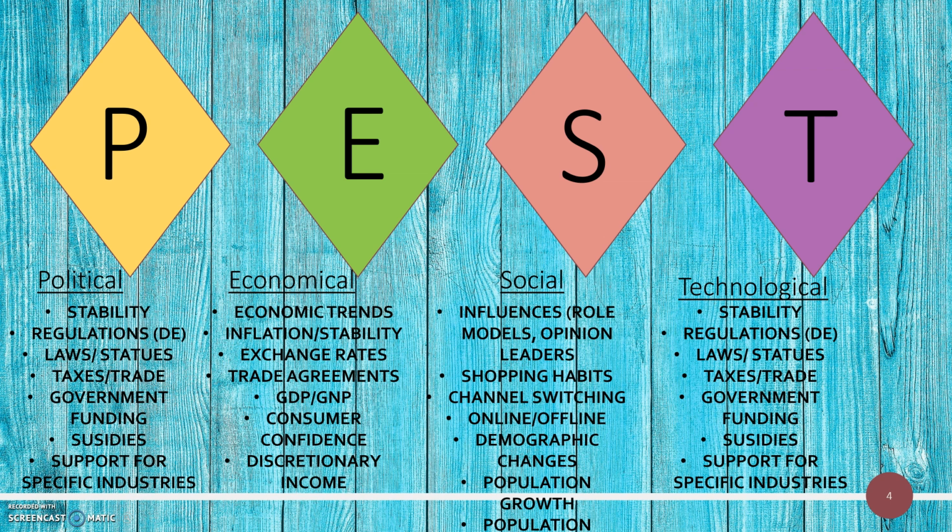Moving on to social, the social aspects for the S. We have influences, role models. If somebody is in your industry and comes out and speaks against or for a certain topic or a certain issue, that could all be an external force to either help you or hurt you. The shopping habits of a particular service or particular product are going to be important as well. Online, offline, demographic changes, population growth, and then just overall population.